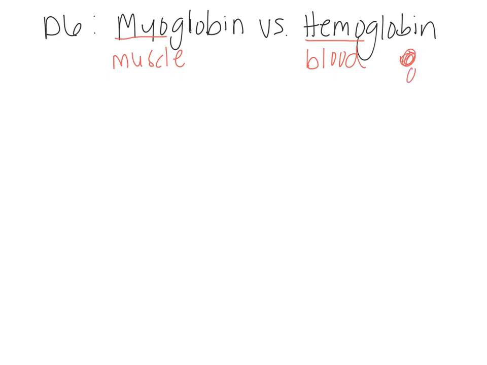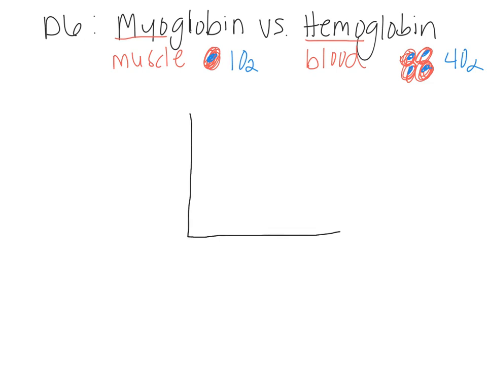Hemoglobin has 1, 2, 3, 4 polypeptides. Each one of those polypeptides has a heme group, and so that means it can carry a total of 4 oxygens. This muscle-carrying protein, myoglobin, only has 1 polypeptide, 1 heme group, and therefore it can only carry 1 oxygen. Now, in terms of its affinity for oxygen, or another way of thinking of that, its ability to donate oxygens, it's quite different from hemoglobin. So let's take a look at this one.